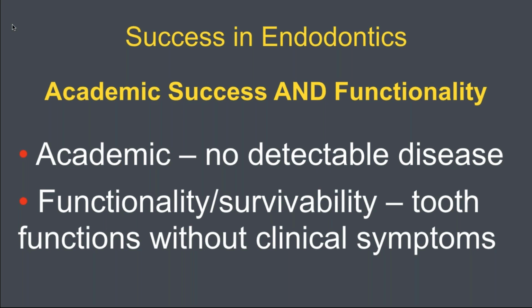So basically, we're looking for success, obviously, and it's very important to understand what we're aiming for in terms of a definition of success. I was in academics for many, many years, and we directed our interest in endodontics in what I call academic success, and that's no detectable disease. In other words, if there's no radiolucency, which is a sign of apical periodontitis, we'd like to do the root canal if necessary, come back 5 to 10 years later and see no radiolucency present after that.